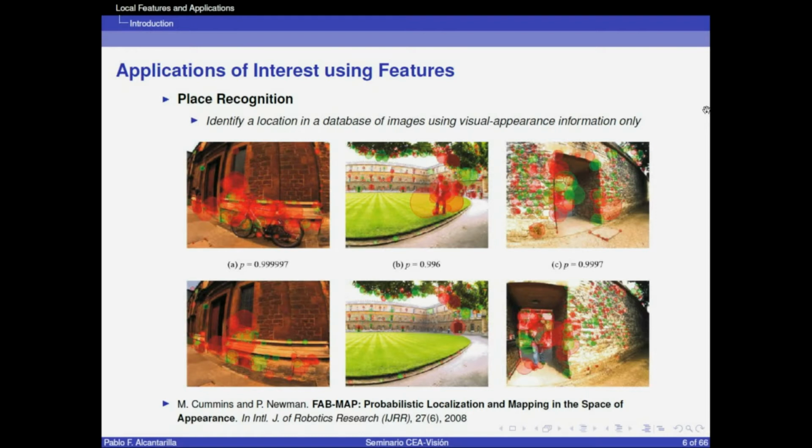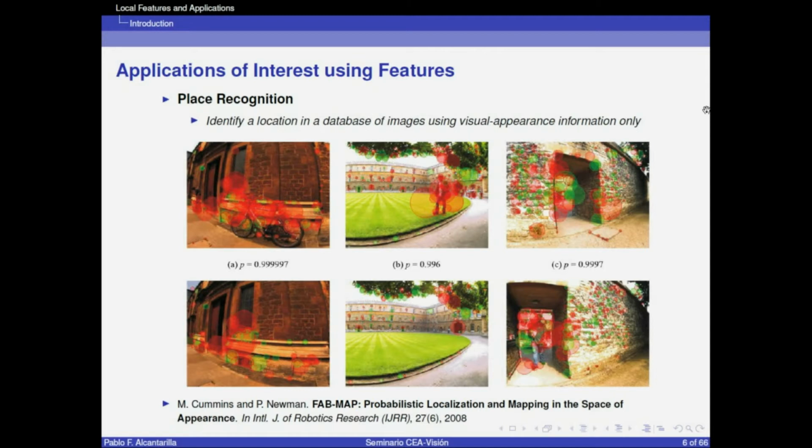One of the main approaches in the robotics community is FabMap, and FabMap proposes a probabilistic localization and mapping framework in the space of appearance. So FabMap is using only visual appearance information by means of a probabilistic model. Given a new input image, it's going to detect features, and it's going to use this probabilistic model to estimate the probability that this image corresponds to a new location in our database, or on the other hand, that this image corresponds to a previously visited location in our database and we don't need to add this image in our database.